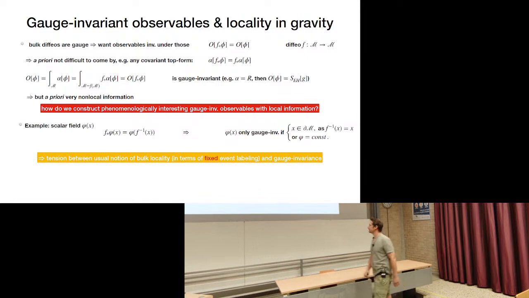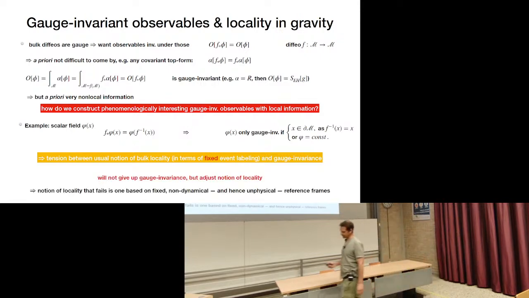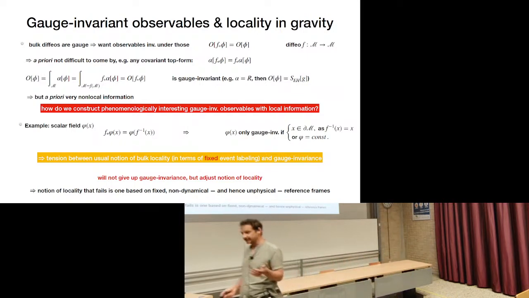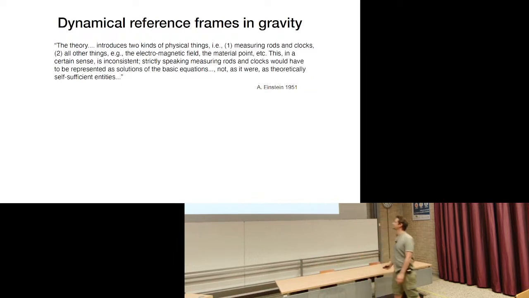Now, clearly we want to have more interesting local observables, and so a priori, there's a tension with the traditional notion of locality in terms of fixed labelings of events. And the question is, how do we go about this? Well, we're clearly not going to give up gauge invariance, so we have to somehow adjust our notion of locality. And this notion of locality that fails here is one based on fixed, that is non-dynamic, reference frames. And so that brings us to the notion of dynamic reference frames.